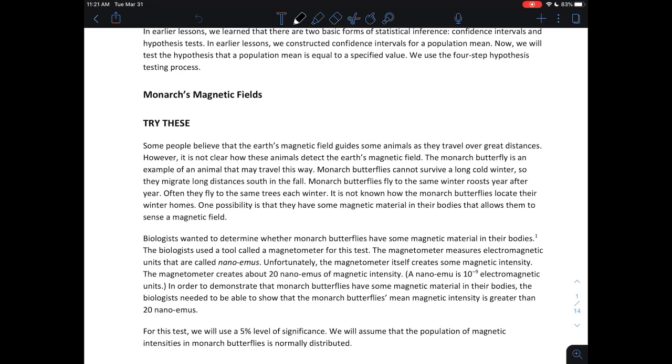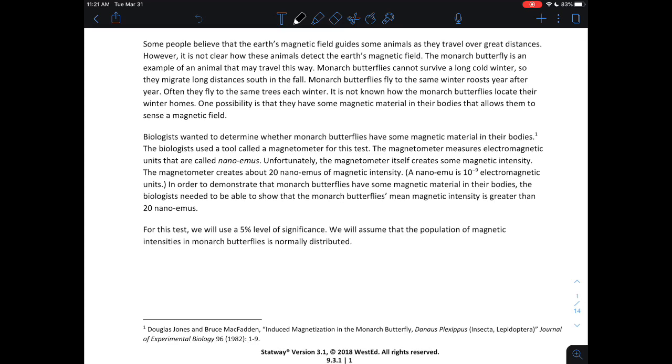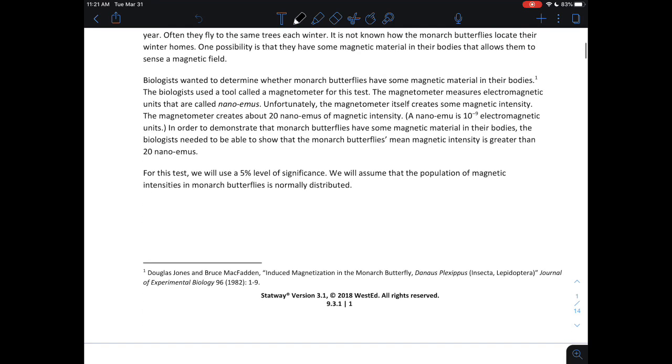One possibility is that they have some magnetic material in their bodies that allows them to sense a magnetic field. Biologists wanted to determine whether monarch butterflies have some magnetic material in their bodies. The biologists used a tool called a magnetometer for this test. The magnetometer measures electromagnetic units that are called nanoemus. Unfortunately, the magnetometer itself creates some magnetic intensity. The magnetometer creates about 20 nanoemus of magnetic intensity. A nanoemu is 10 to the negative 9 electromagnetic units.